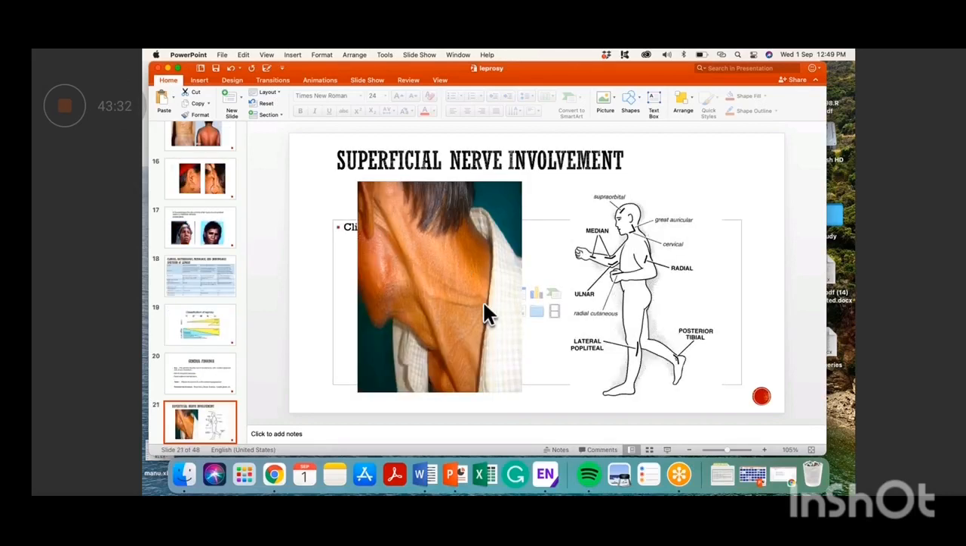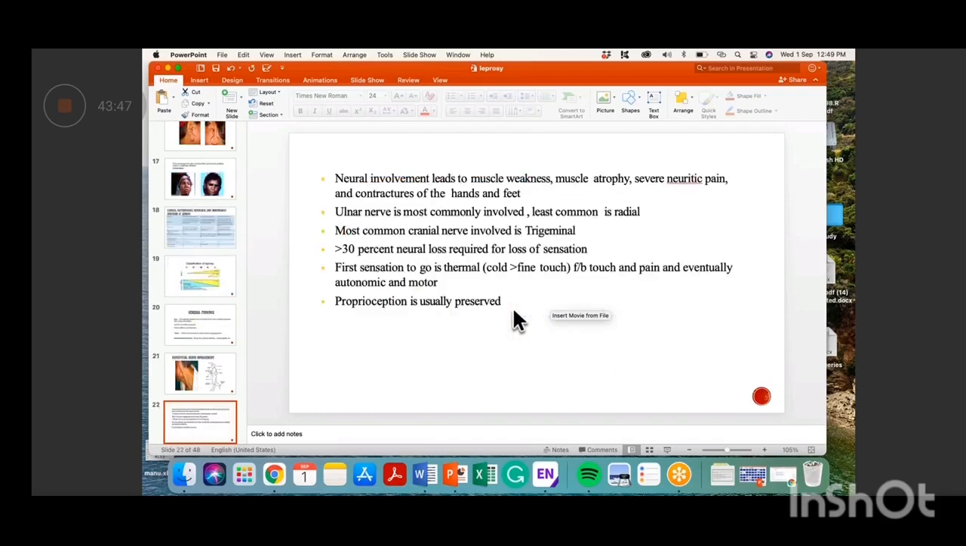Multiple nerves can also be enlarged. As you can see here, there is enlargement of great auricular nerve. Other nerves can also be enlarged, such as ulnar nerve, lateral popliteal nerve, posterior tibial nerve. These are the most commonly involved nerves. This nerve enlargement can lead to muscle weakness, muscle atrophy, contractures of hands and feet. Ulnar nerve is the most commonly involved nerve, followed by lateral popliteal nerve. Least commonly involved is radial nerve.